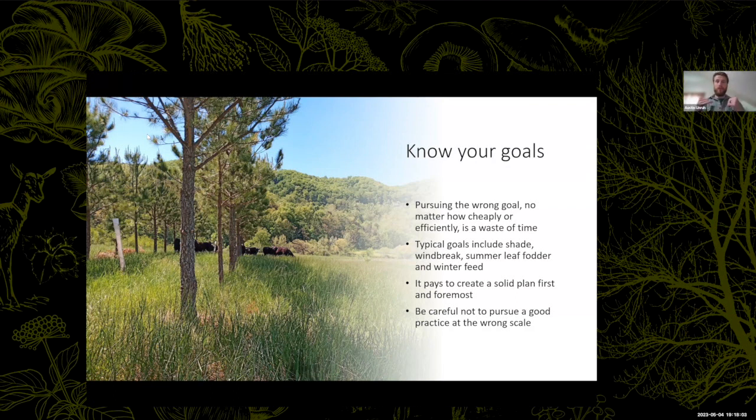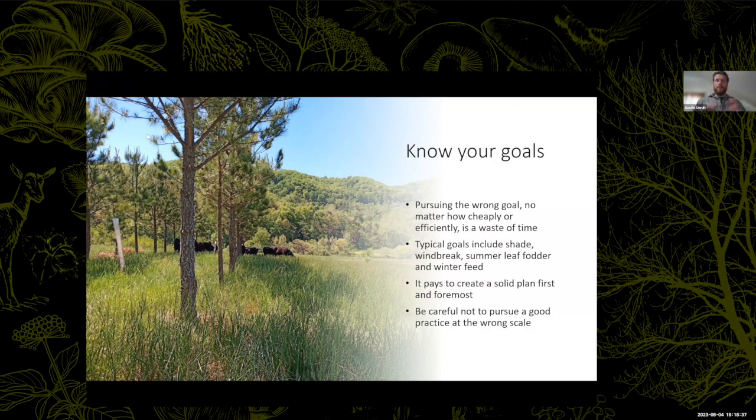So before we dive into this, we want to understand, what is it that we're aiming for? What do we want to achieve, and what's going to move the ball forward for us? Most of the people that we work with are primarily interested in shade. That's the thing that brings most people to us. But then we also talk about windbreaks, about summer leaf fodder, winter feed. We can also talk about aesthetics. We can talk about hunting. We can talk about new income streams from tree crops.